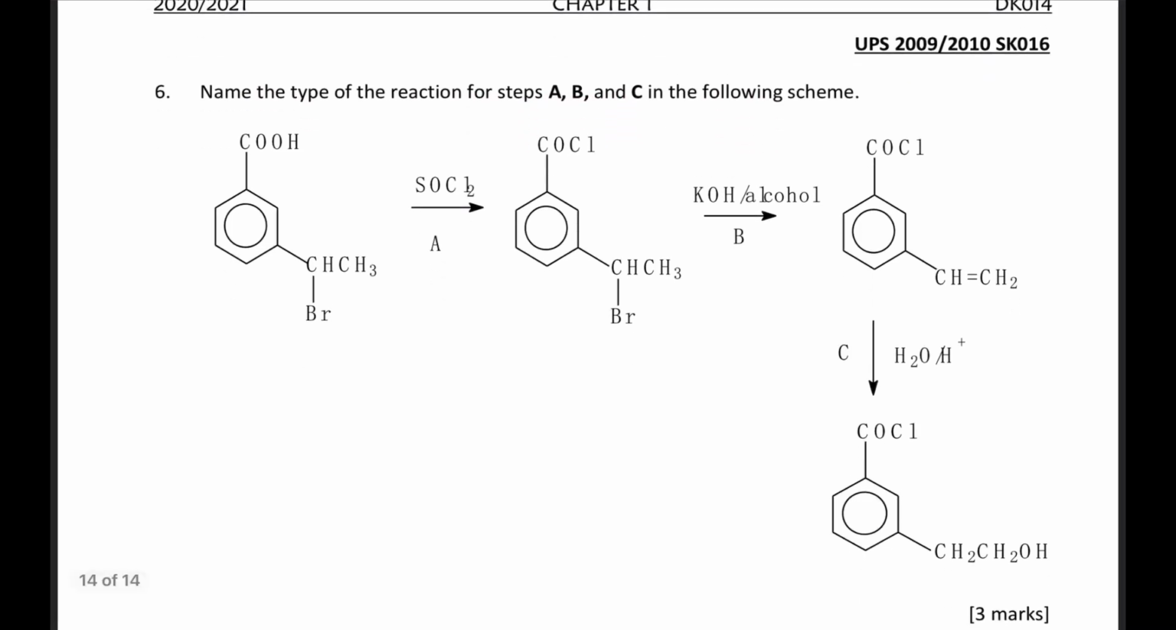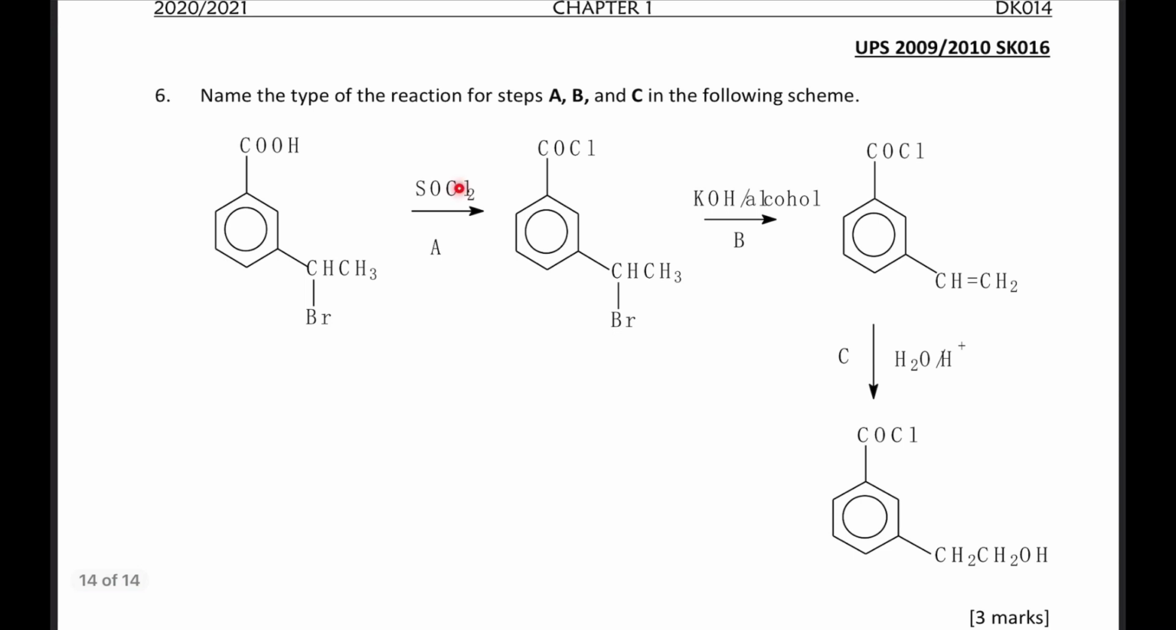Okay, question number 6. Name the type of reaction for steps A, B and C in the following scheme. So terus saja. So first one, A, this one ya. So kita tengok apa yang berubah. Oh, this one. Ni semua kita perhatikan je apa yang berubah. Ni semua sama, ni sama kan? Tiada berubah. So yang berubah di sini, OH menjadi Cl. Jadi dia bertukar kan? Bertukar means substitution.